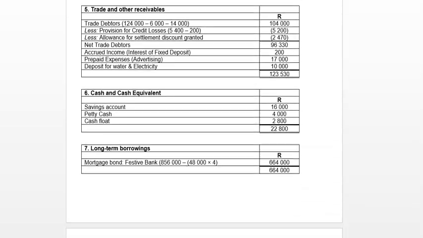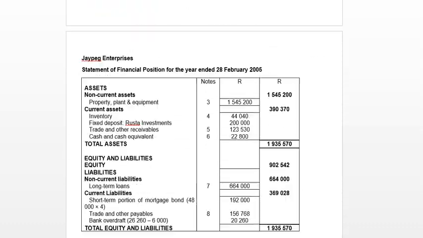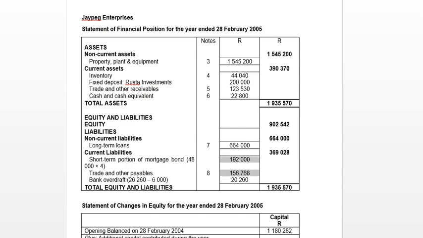So if we go to our note, in our note we will have our trade creditors of 91,344. We've got our liability to SARS, and in our accrued expenses, our interest on mortgage loan that we still need to pay in terms of our mortgage interest, and our income received in advance, our rental income which we received in advance. So our total trade and other payables is 156,768. Okay, which we then input here.